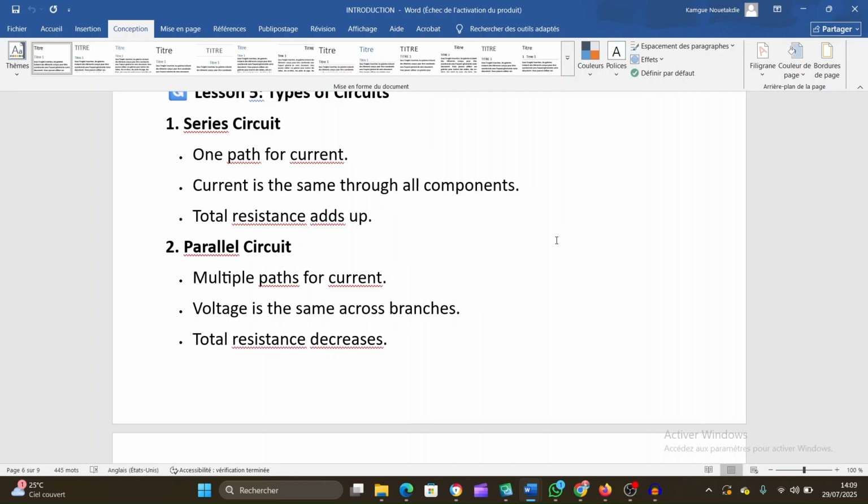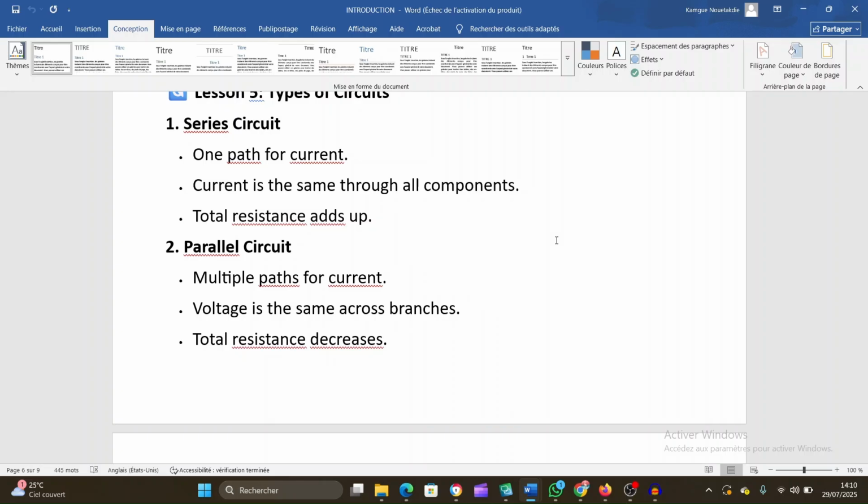And then voltage 1, 2, 3 for series. But for parallel, we have current 1, current 2, current 3, and voltage is just 1. Now, while the resistance adds up in the series, for the parallel circuit the total resistance decreases. So it's good to know this as you embark on this beautiful learning of electricity, which brings light to the world.